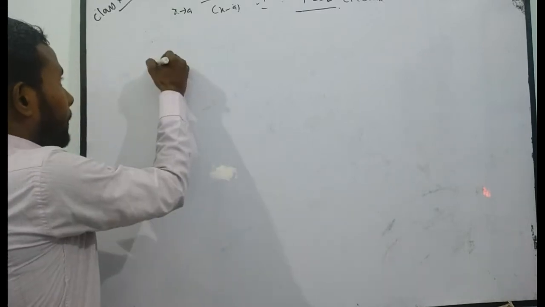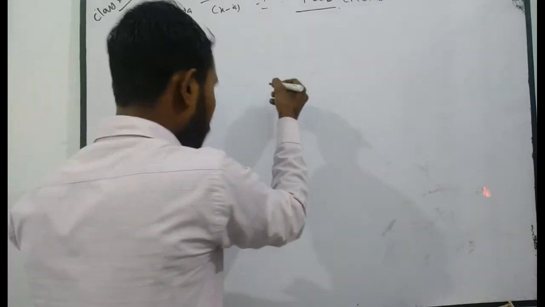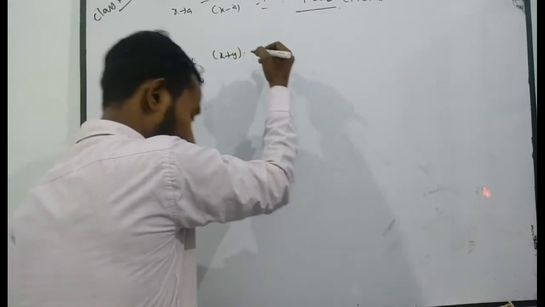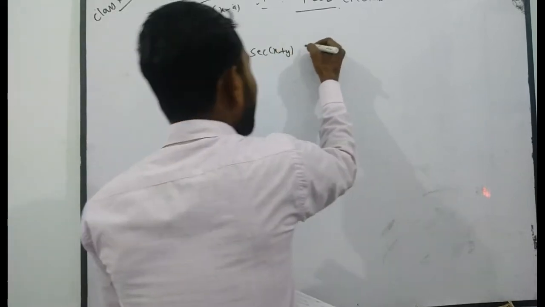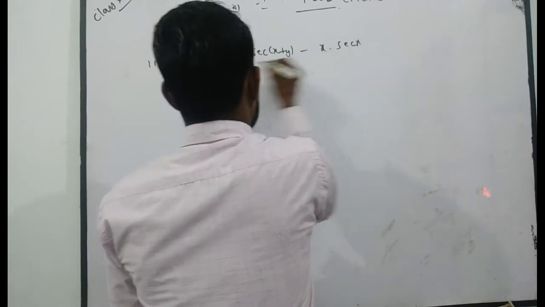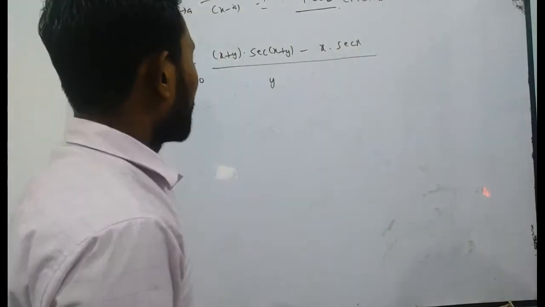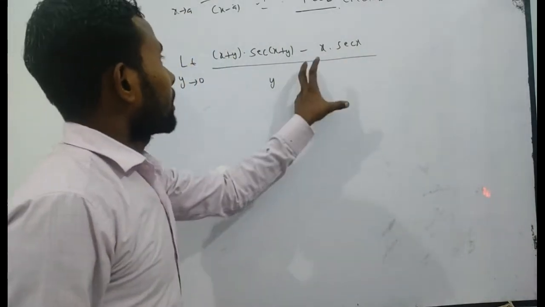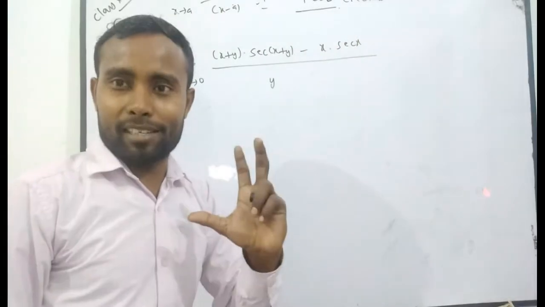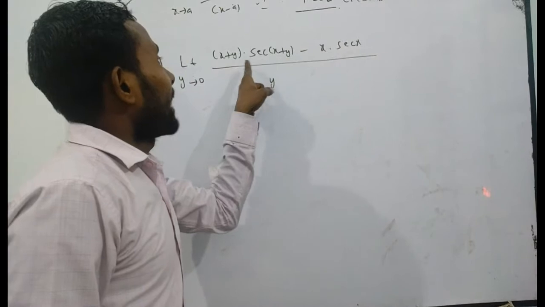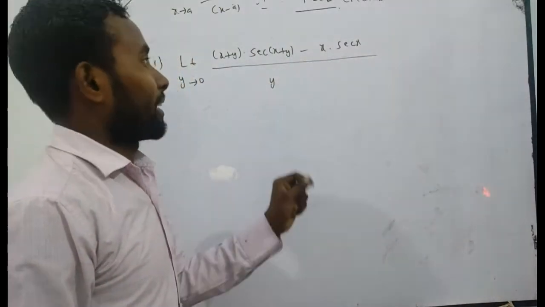This will be the second. Given that limit y tends to 0, this is also good. Limit y tends to 0, (x plus y) sec(x plus y) minus x sec x, divided by y. Don't worry, don't bother with this problem, because there is nothing in it. X is just like a constant, and here y is the variable. Only see what happens with y.